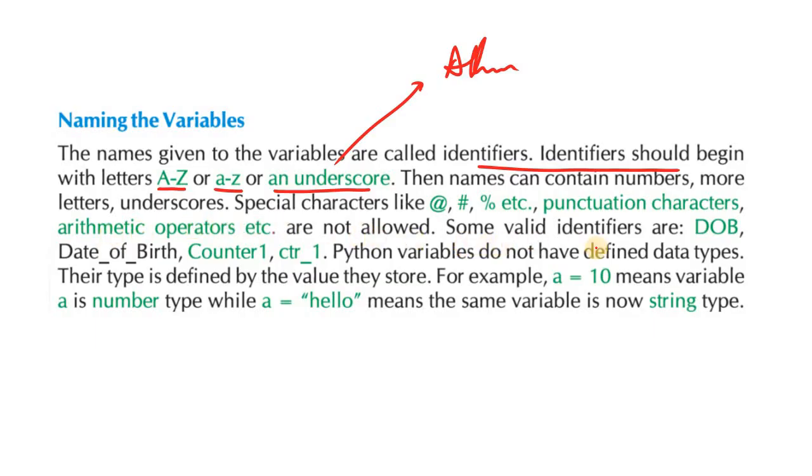Okay. Now some valid identifiers are DOB, again date of birth, written with the use of underscore, counter1, CTR_1. Okay. Now Python variables do not have defined data types. So their type is defined by the value they store. For example, a = 10 means variable a is a number type, while a = 'hello' means the same variable is now string type. Okay.